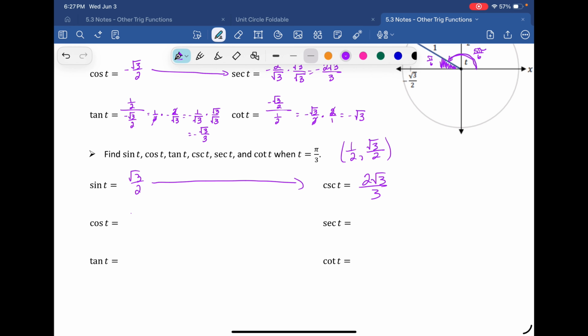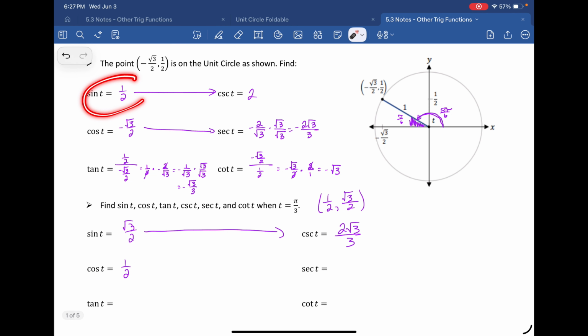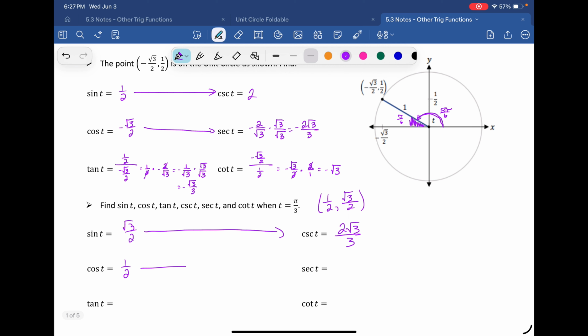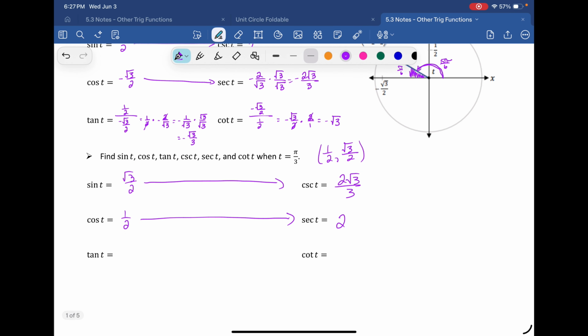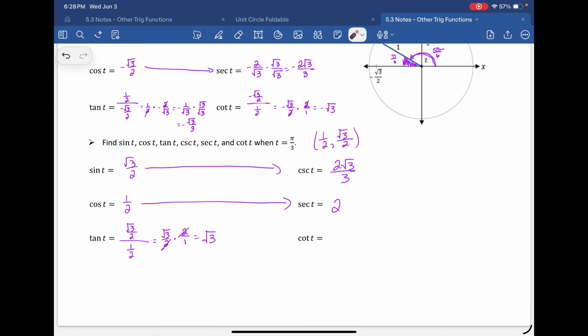Cosine t would be the x-coordinate. Again, I want you to notice the cosine of pi over 3 is the same as sine of pi over 6. Reciprocal. Tangent, y over x. Multiply by the reciprocal. Okay, another pattern to see here. The tangent of pi over 3 is the cotangent of pi over 6, which means the cotangent of pi over 3 is the tangent of pi over 6.